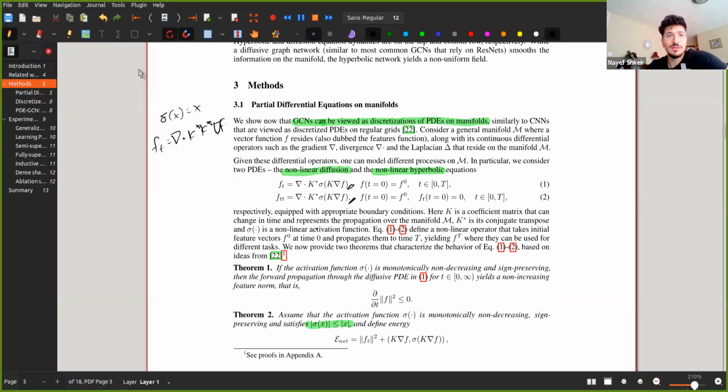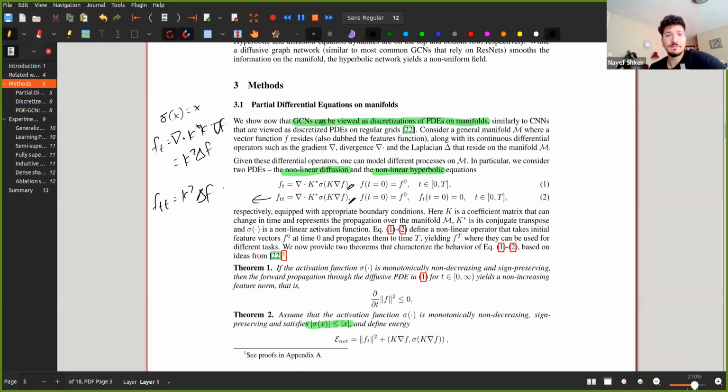right? So assume some nice structure in K such that we can do this. So let's do K squared, then Laplacian F. Right, so this is your heat equation. And then if you do the same thing for the hyperbolic, you're just going to get your wave equation, right?